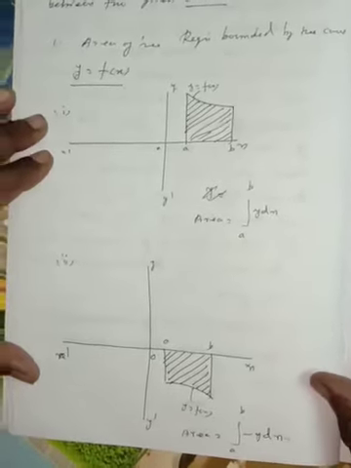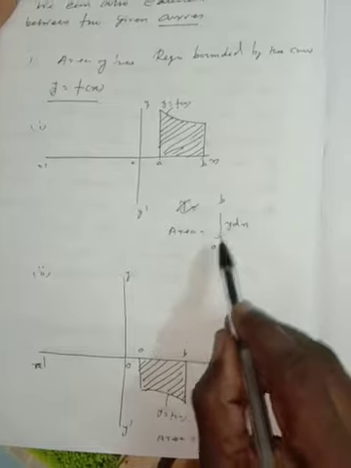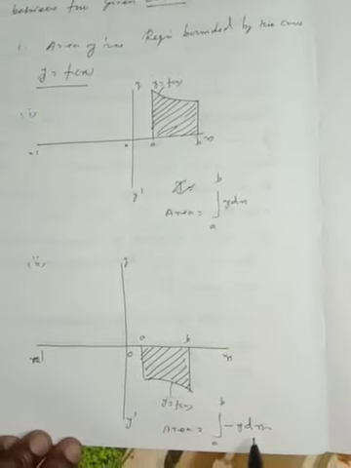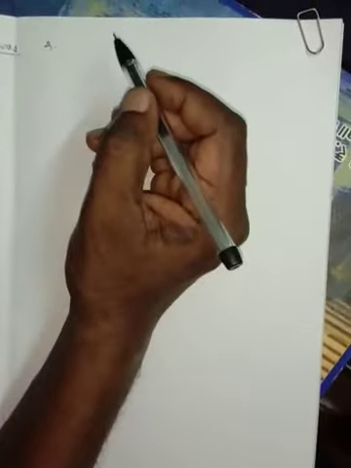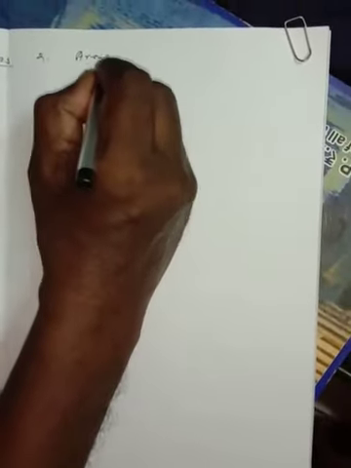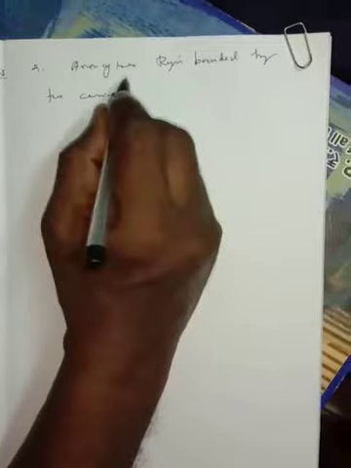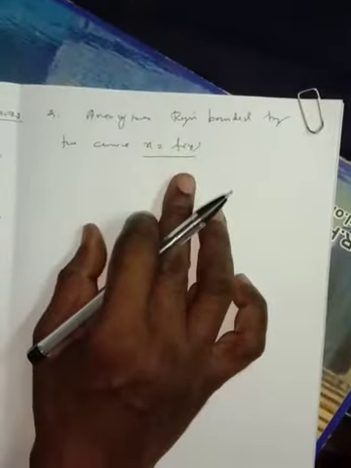The area of the region bounded by the curve y is equal to f of x: above x axis, the area is the integral from a to b of y dx. Below x axis, it is minus y dx from a to b. Now the area of the region bounded by the curve x is equal to f of y. The first two cases are y equal to f of x, the next two are x equal to f of y.